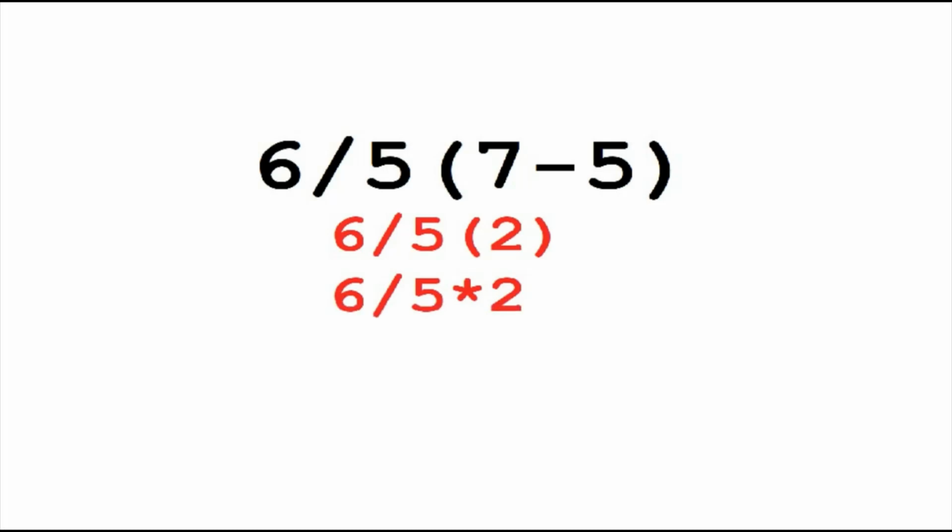Now our next problem is pretty similar to our first problem, so let us go ahead and do this. 6 divided by 5(7-5). First we obviously solve the bracket, so 7 minus 5 is 2. Now we rewrite it with a multiplication symbol so we don't get confused. Now 6 divided by 5 is 1.2. 1.2 multiplied by 2 is 2.4, which is our answer. Let us see what the calculator says. The calculator agrees.